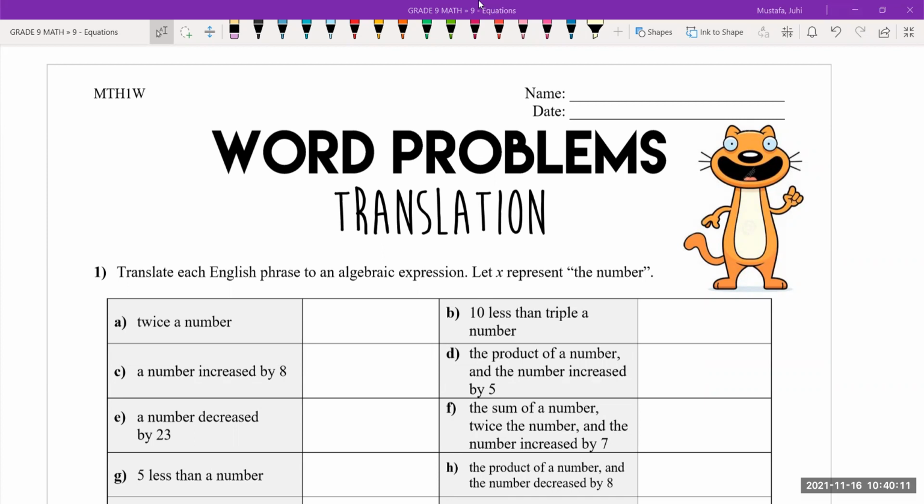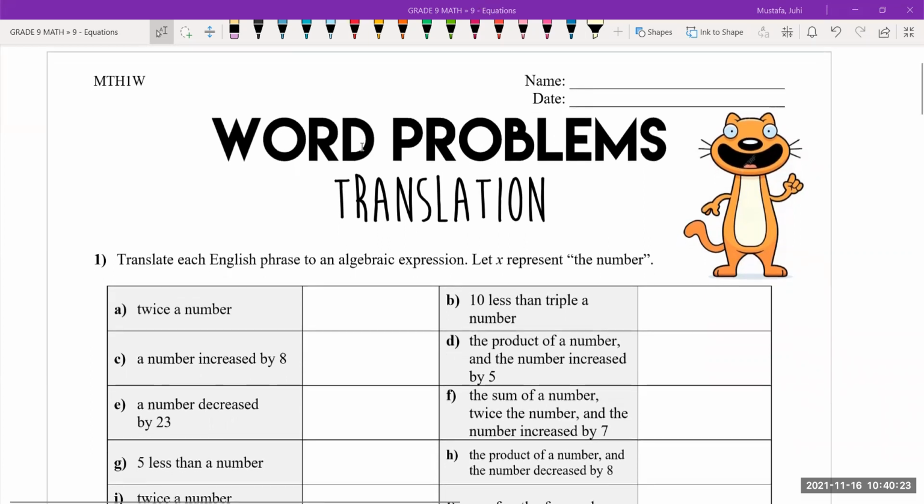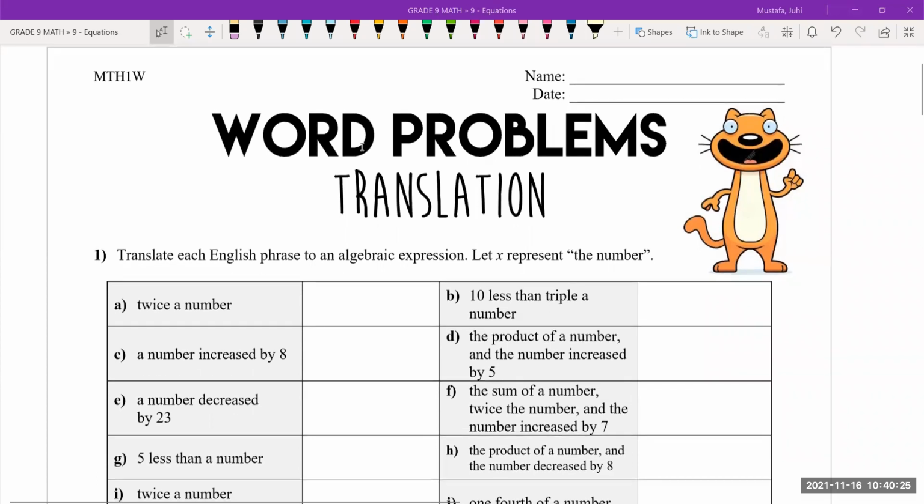So whenever I have a number, we're going to represent it by the letter X. I just really want you to get used to saying the different words in math, like twice a number, double a number, triple a number.